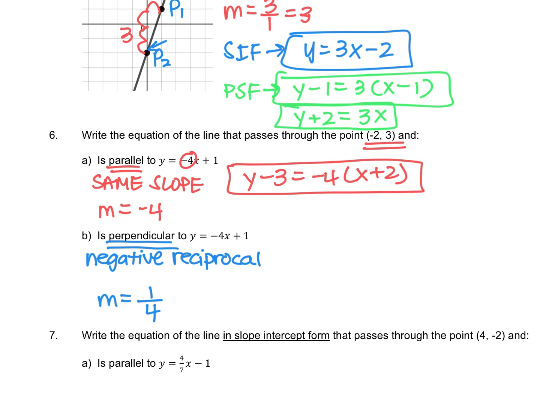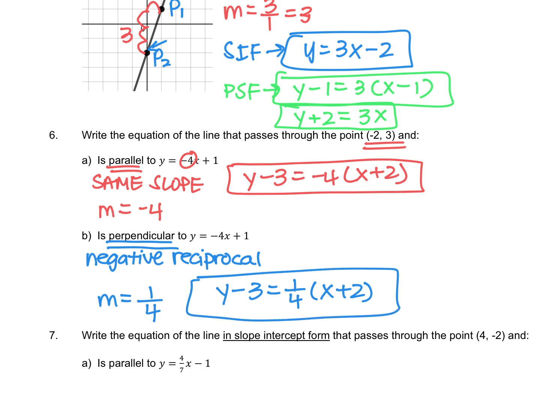The 2, 3, right? I'm going back to that same point. So I'm going to have y minus 3. That all stays the same. The only thing that changes is the slope, which is going to be 1/4 x plus 2. So there is the equation of a line perpendicular to y equals -4x plus 1.